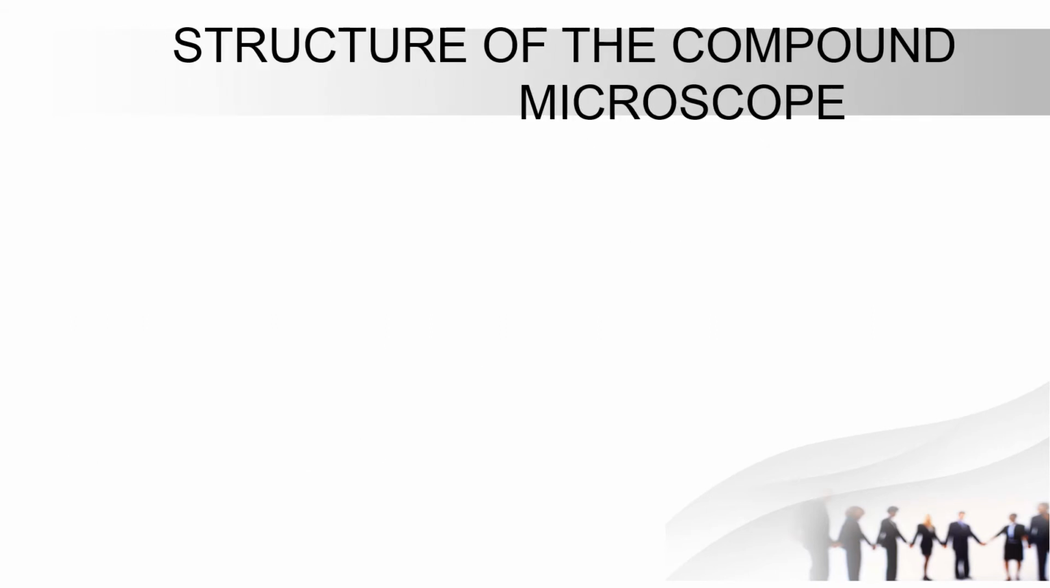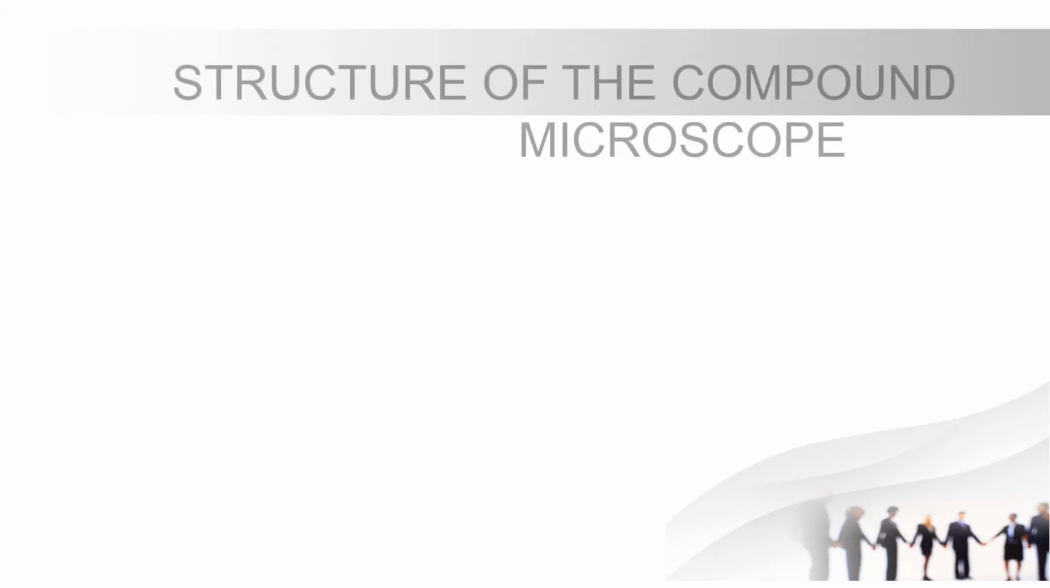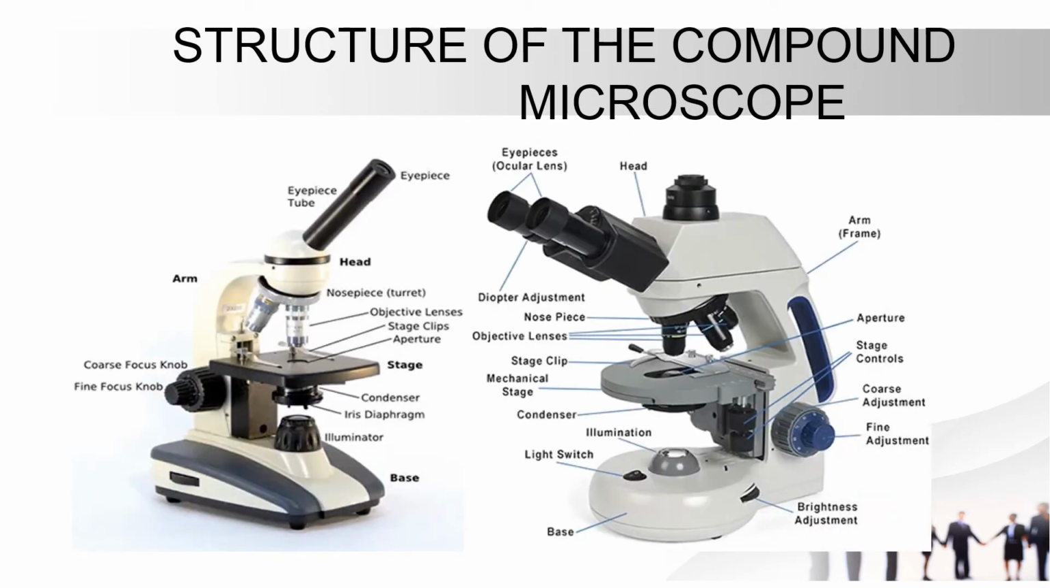So this is how the compound microscope looks. You can see that with a compound microscope you have the eyepiece, and the eyepiece is referred to as the ocular lens. So that is one part of the compound microscope. You see the double lenses in there.